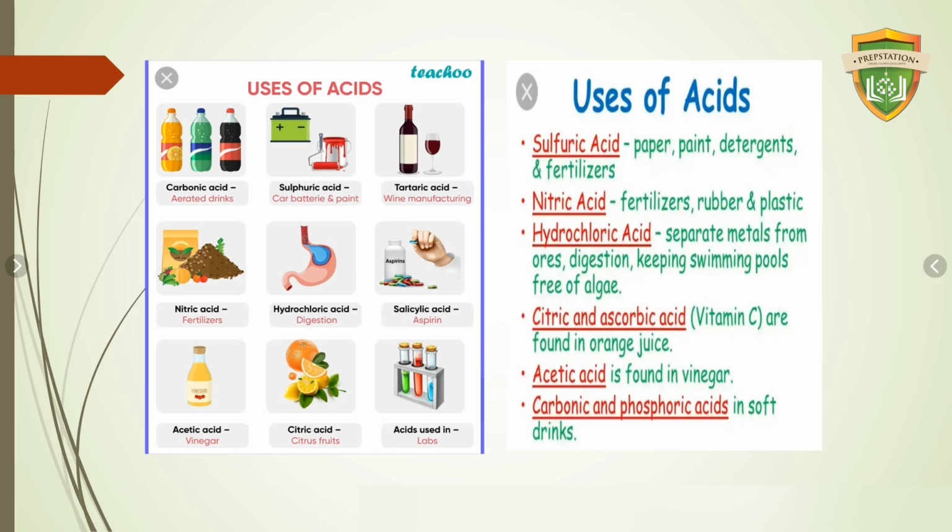Uses of acid. We have many uses of acid, I'll give you just a few. For example, sulfuric acid is used in making paper, paints, detergents, fertilizers. Then nitric acid for fertilizers, rubber, and plastic. What about hydrochloric acid? It is used to separate metals, aid digestion, and keep swimming pools free of algae. Then ascorbic acid, obtained as vitamin C, is found in oranges and most other fruits that we have. Then acetic acid is found in vinegar and so on.